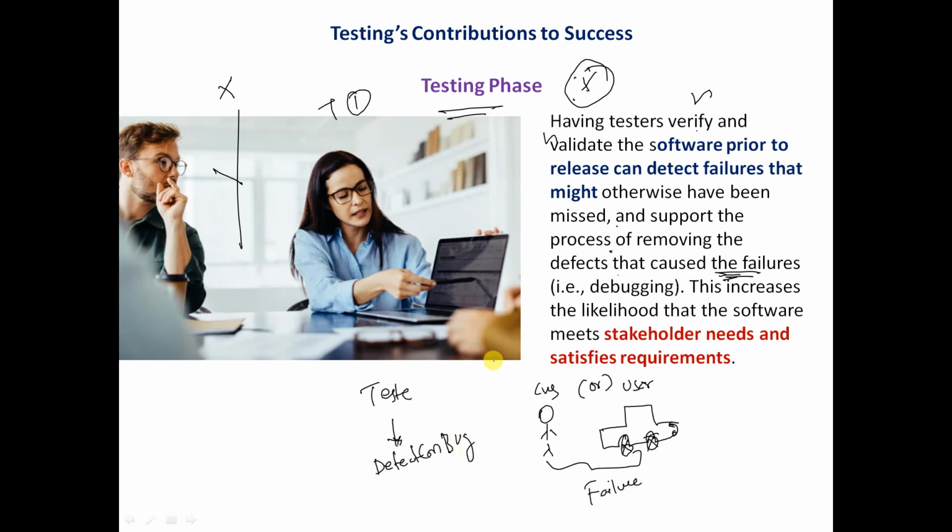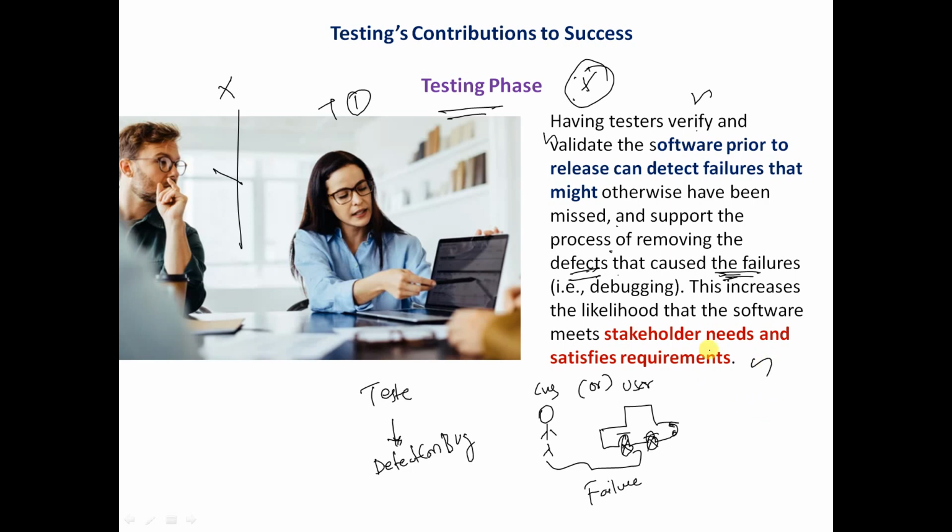All right, so we have a separate session for what is error, failure, defect, bug, whatever it is. For the time being, you have to understand that failures mean it has been found at the customer level or user level, and defect means at the tester level. So as many defects as possible have to be found, that will prevent failures of the software. This increases the likelihood that the software meets the stakeholder needs and satisfies the requirements.